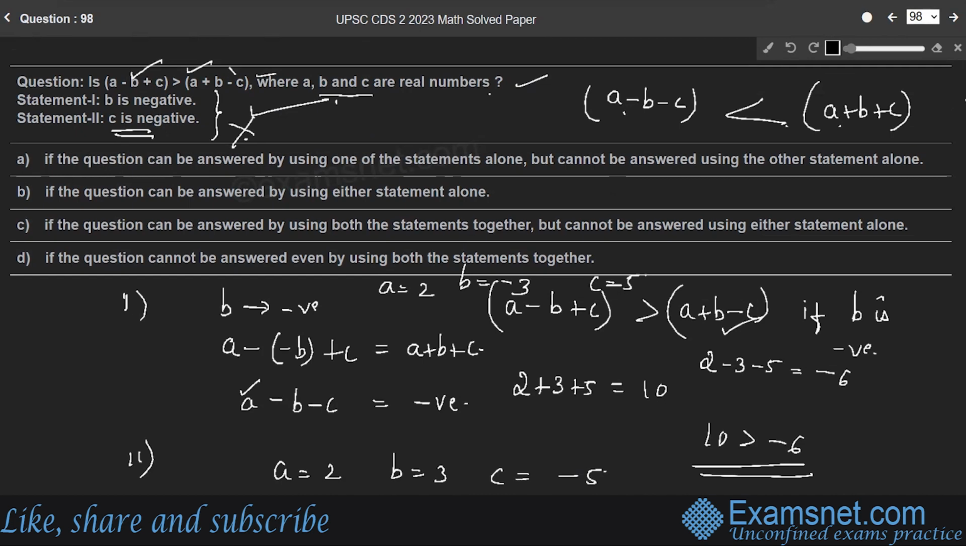Therefore, only one statement is required, right? So the question can be answered using one of the statements alone, but cannot be answered using the other statement alone. Option A is the answer, right? So we cannot use the second statement to prove the given relation, right? Therefore, option A.